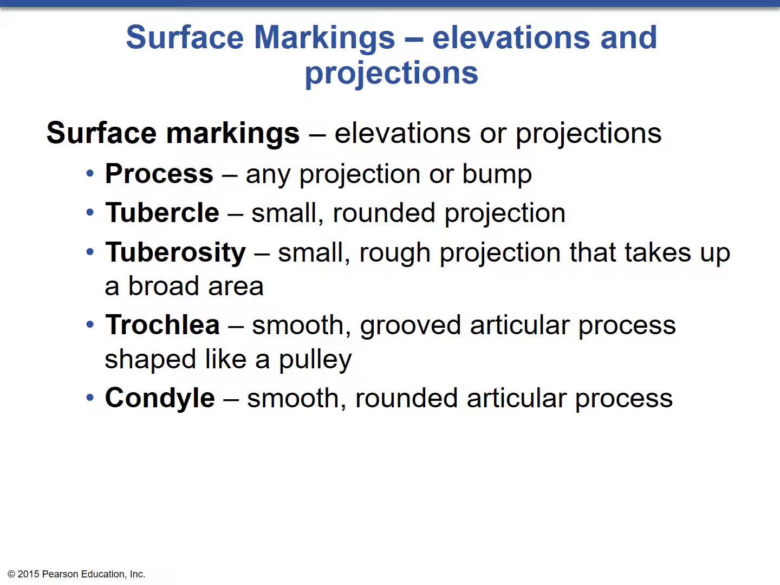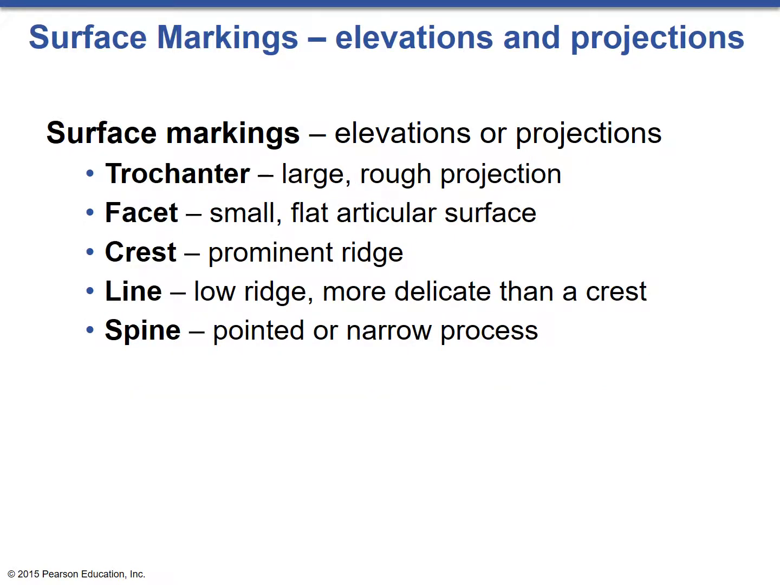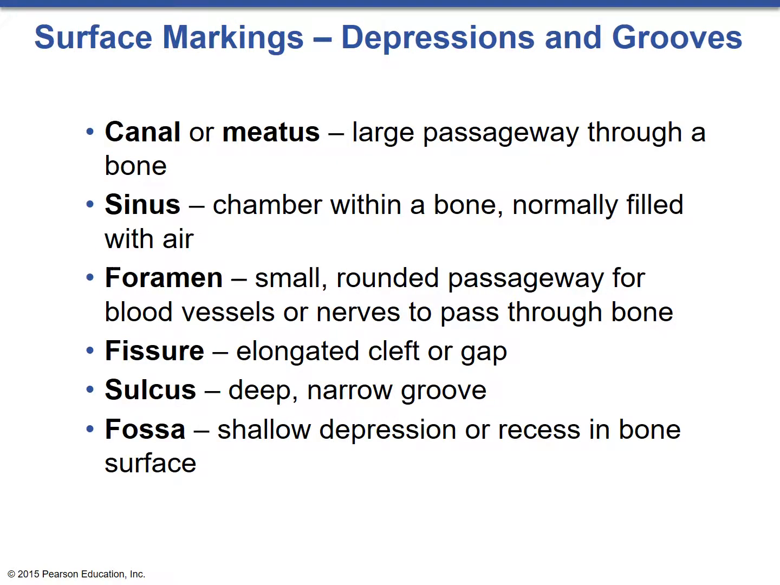There are many different types of markings. I would be able to give an example of each one as we go through. Surface markings in elevation and projections would be a process, tubercle, tuberosity, trochlea, or condyle. We also have trochanter, facet, crest, line, and spine. On these slides, you will see different descriptive terms for each one. We'll go through more exact examples in the pictures later on. As far as depressions and grooves go, there's a canal or meatus, sinus, foramen, fissure, sulcus, and fossa. Let's take a look at some examples.